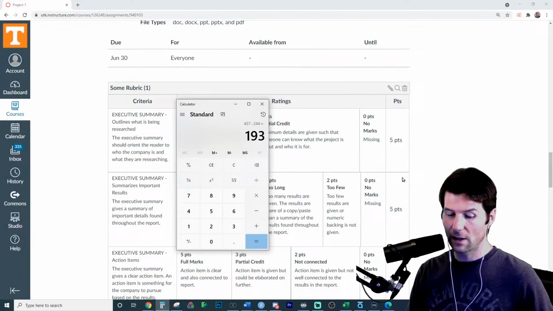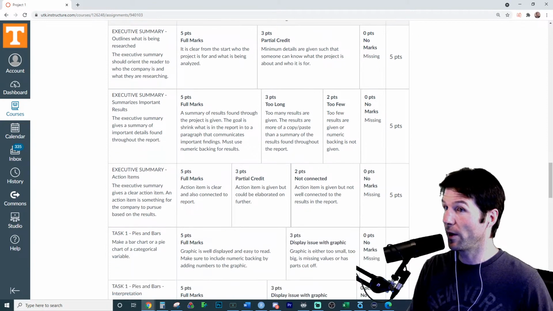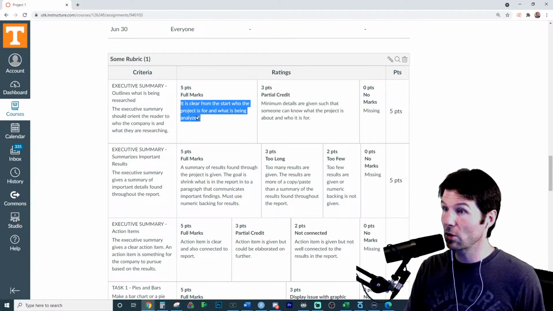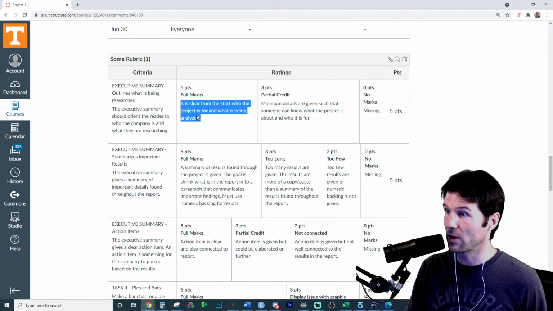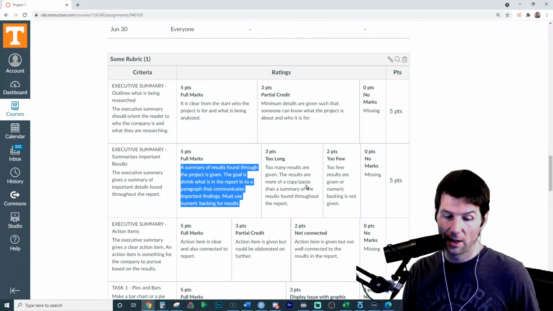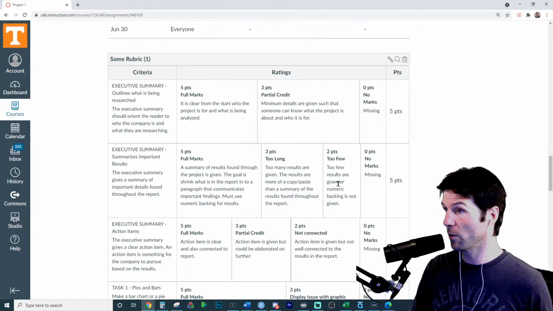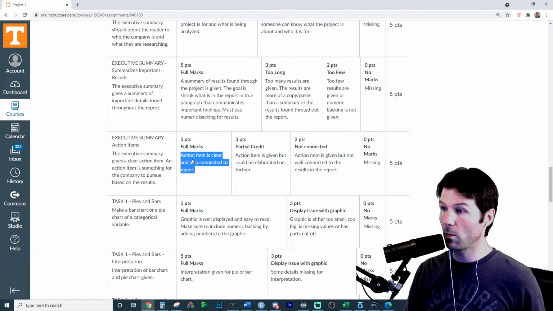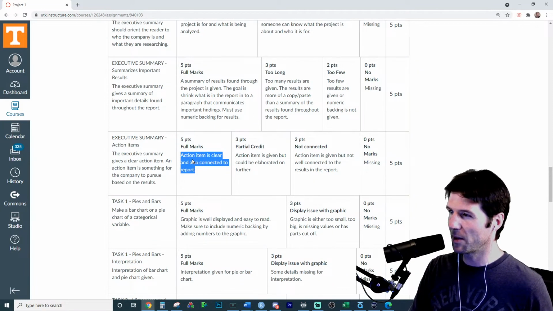So use the rubric right here to guide you on what you need to do. Make sure you ask: did I clearly explain from the start what my report is about and what I am analyzing? Did I summarize my reports? Did I give too many results? Did I give too few results? Am I not using numeric backing? Did I tell what we should be doing? Like, what is the action the company will take based on this?